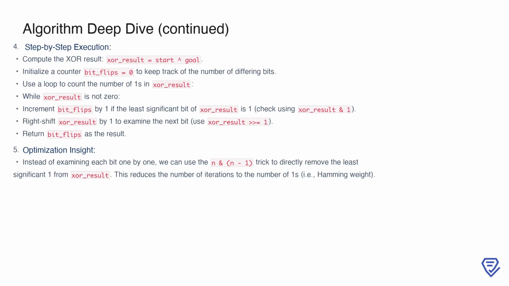For a more optimized approach, we can use a trick with n & (n-1). This trick directly removes the least significant one from the XOR result, allowing us to count the ones more efficiently, reducing the number of iterations to the exact number of differing bits, or the Hamming weight.